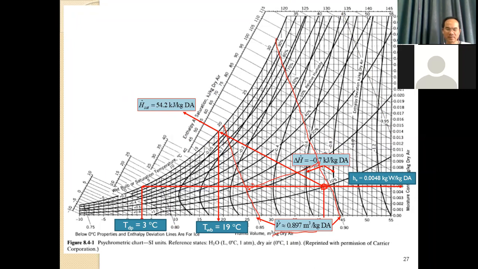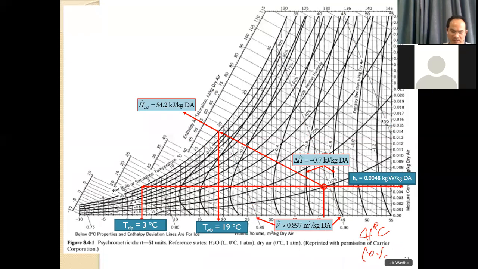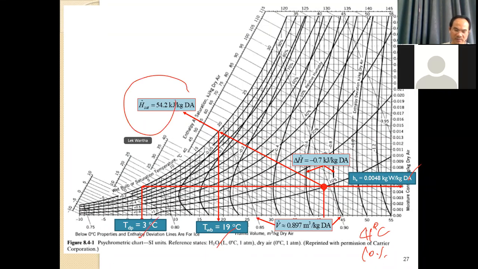Okay, this is the example that I talked about. If you know only the dry bulb temperature, like 41 Celsius, and 10% relative humidity, you get this point. You use this point to calculate absolute humidity, wet bulb temperature, dew point, enthalpy, enthalpy difference, and humid volume. Okay, you can answer our question.